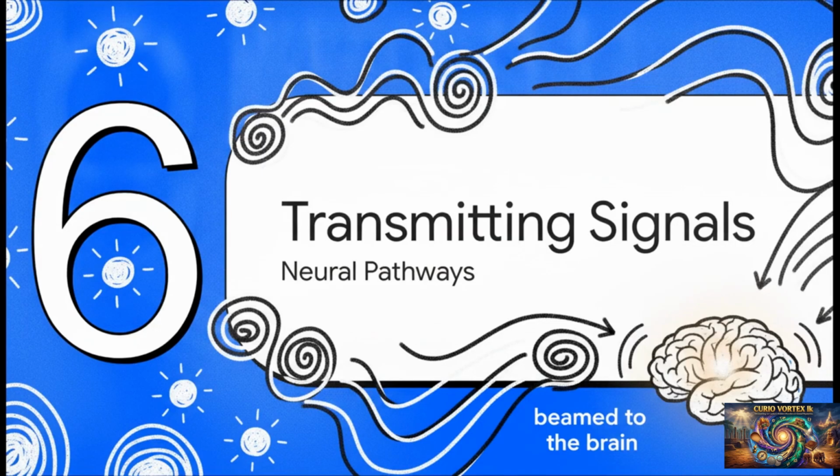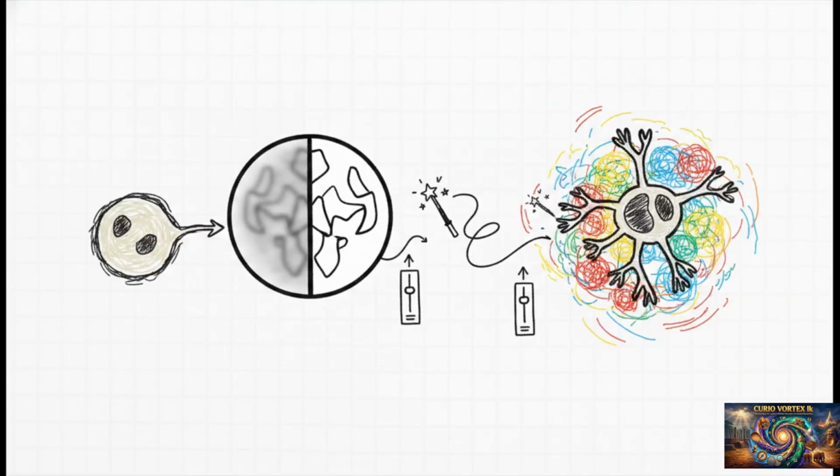Section 6. Transmitting neural signals. All right, now that we've got the layout down, let's move to the final stage of our explainer. The photon's been caught, the energy is transduced, and now that electrical signal has to be optimized and beamed straight to the brain. But before the signal even leaves the eye, it gets polished.